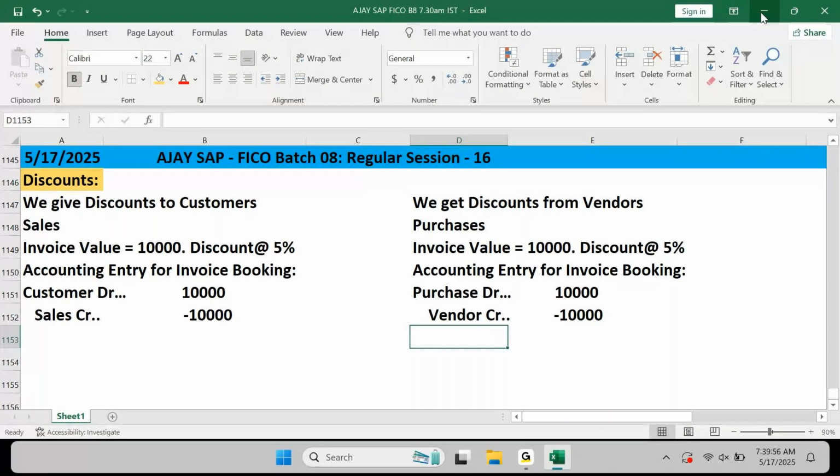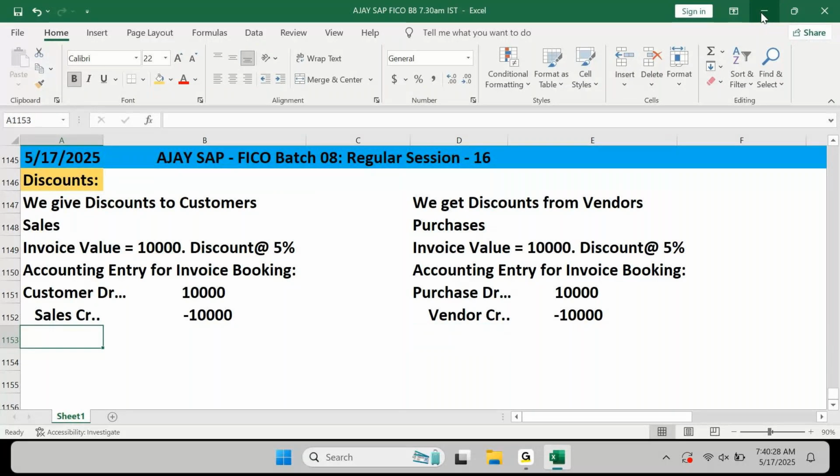This is only for early payment. They will tell you: pay within 15 days, take 5% discount. Pay within 1 month, take 5% discount. After 1 month, no discount. Is this how you will get it? Now all these things are part of what? Terms of payment, or payment terms. All these are terms of payment in your accounting terminology.